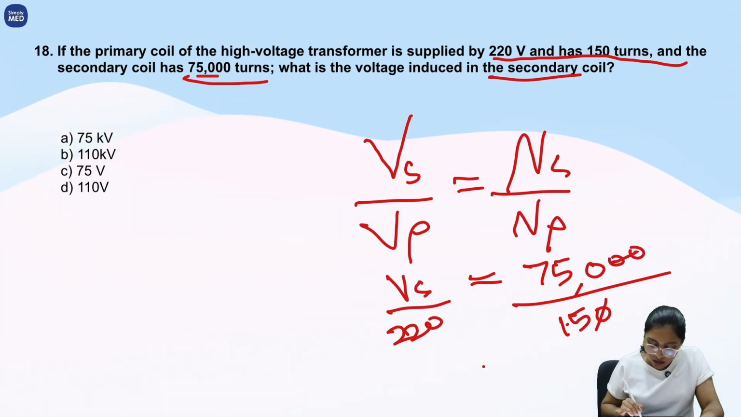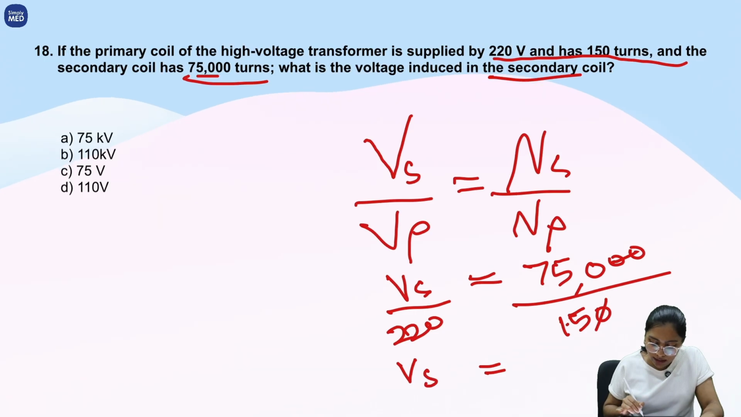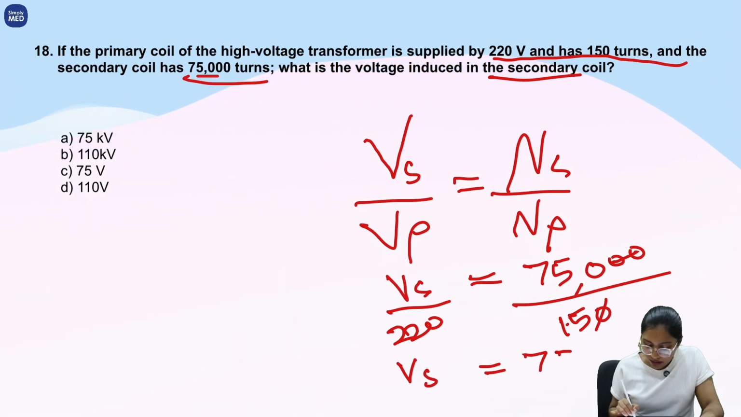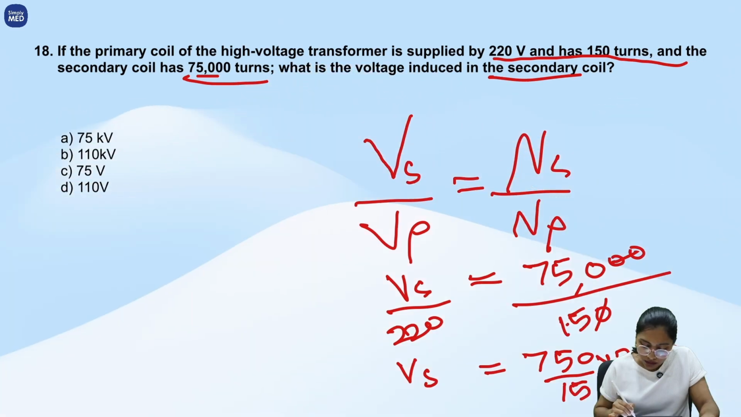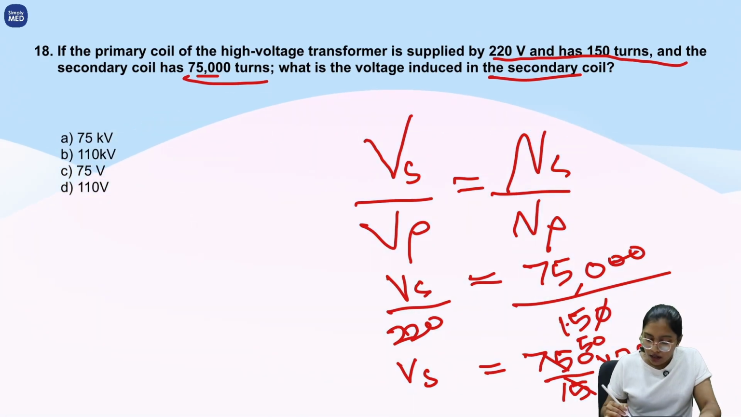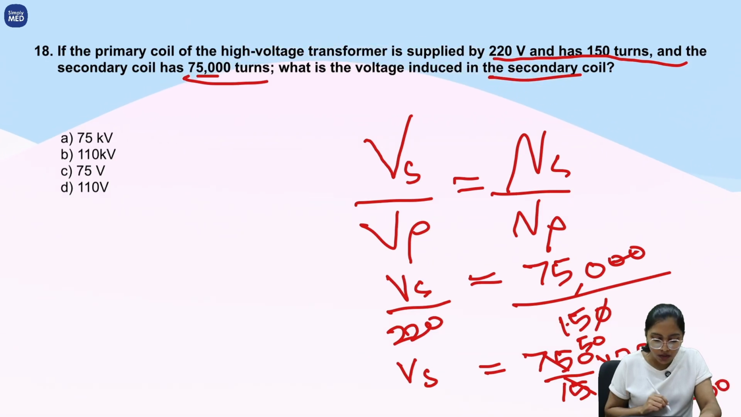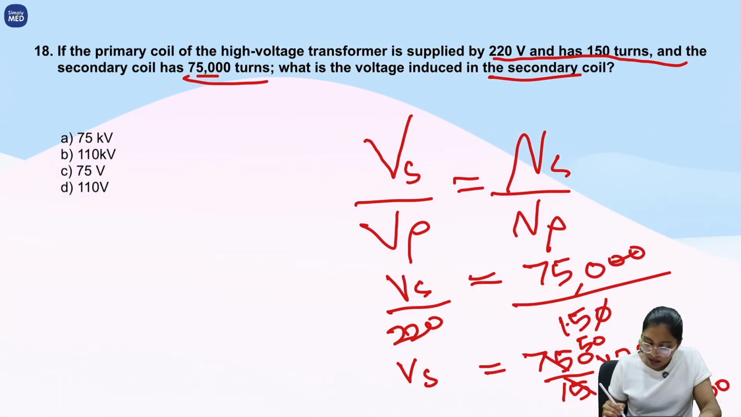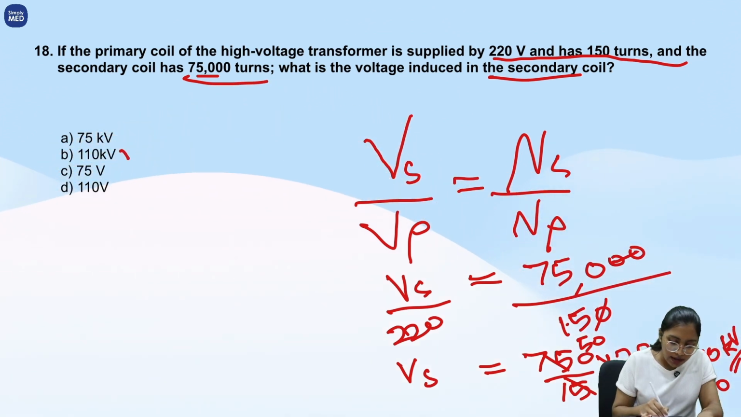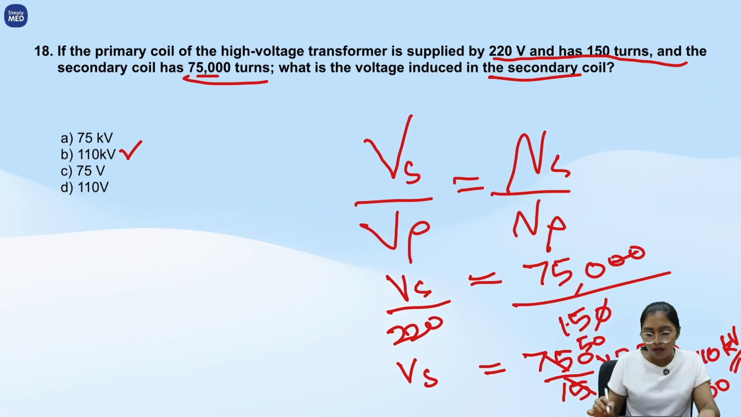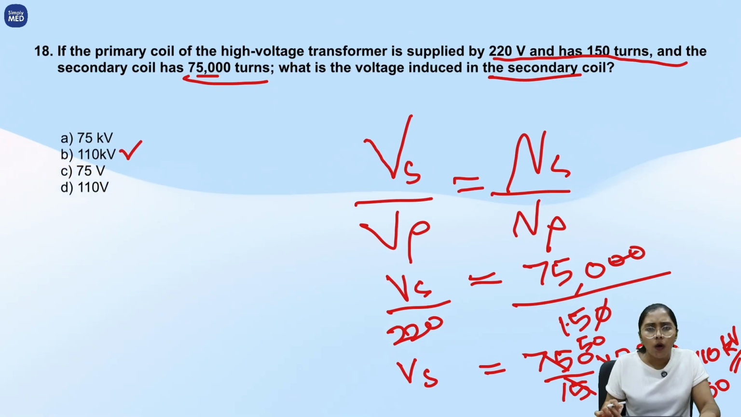Zero cut. Now we can keep the Vs alone here. Vs is equal to 750 by 15 into 220. 750 by 15 is 50. So 50 into 220 is 110,000. This can be written as 110 kV. So we got the answer 110 kV. That's how we solve the transformer question. I hope it is clear.